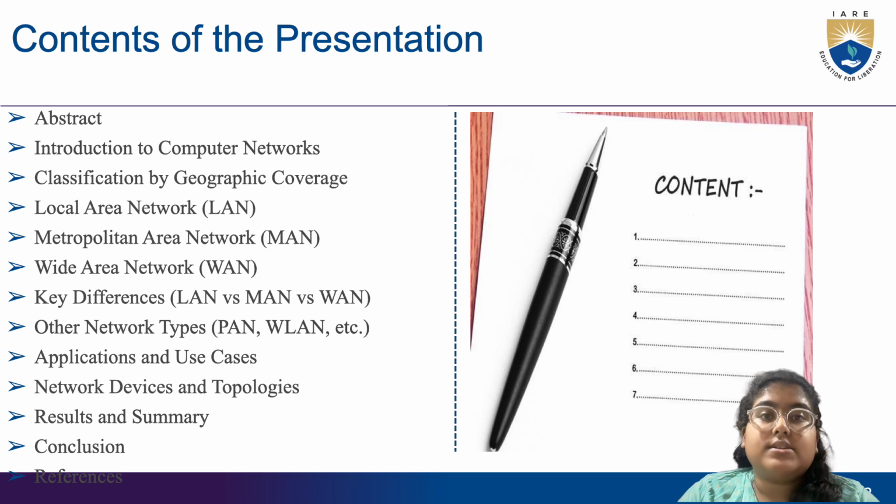Before we begin, here's a quick overview of what I'll be covering. We'll start with a brief abstract and introduction to computer networks, followed by how networks are classified based on geographic coverage. Then we'll go into detail about local area networks or LAN, metropolitan area networks or MAN, and then wide area networks or WAN. After that, we'll compare them, explore other types of networks, and look at real world applications. Finally, we'll cover network devices and topologies, followed by results, summaries, and conclusions. This structure will help us move from basic concepts to more practical understanding.